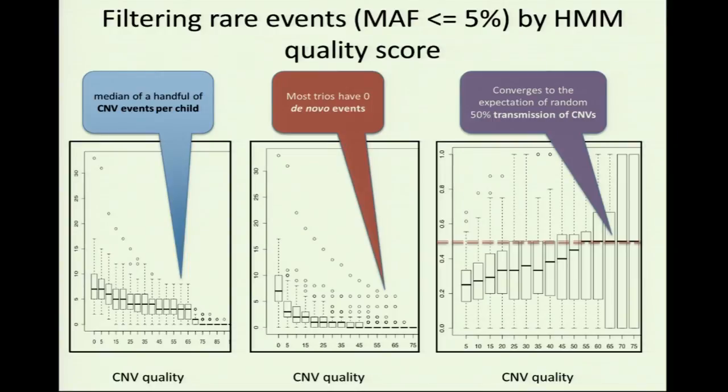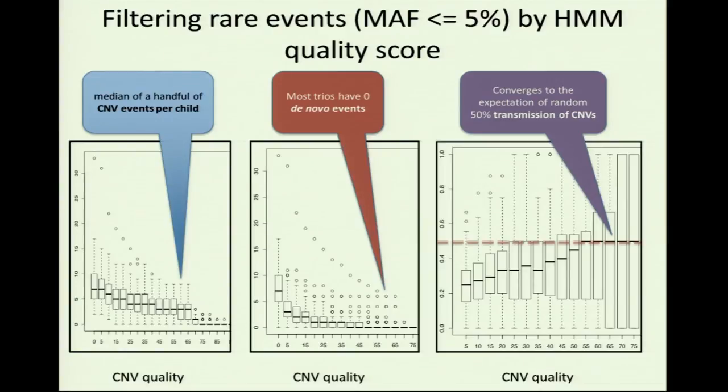But I think what really shows the power of the filtering and the quality scores is that as you filter at higher quality, when we look at transmission data from parent to child, we'd expect, right, on average, Mendelian transmission tells you that approximately 50% of events that the parent has should be transmitted to the child. We see that if we filter at a high enough quality threshold, we actually get to that 50%. And it's pretty stable once you start filtering at higher and higher thresholds.